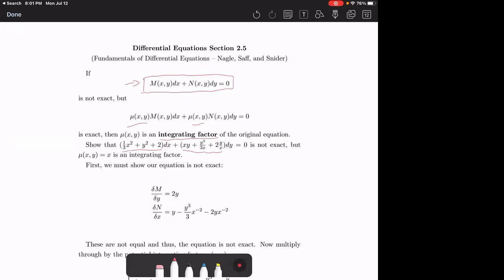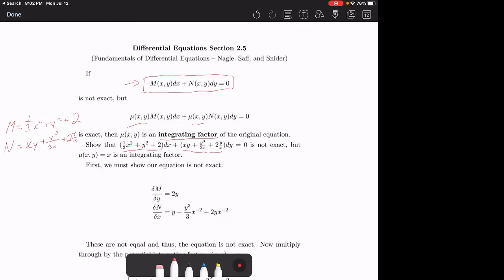So let's write down some information that will be important. M in this instance is 1 over 3 x squared plus y squared plus 2, and N is equal to xy plus y cubed over 3x plus 2 times y over x.